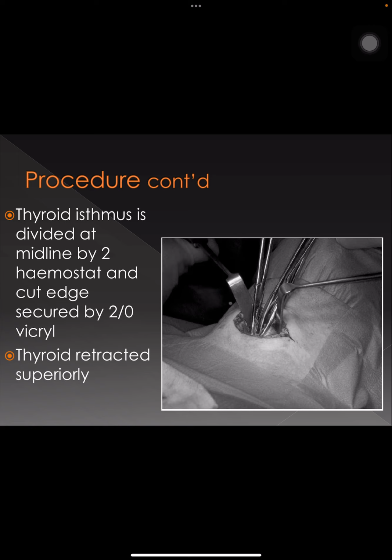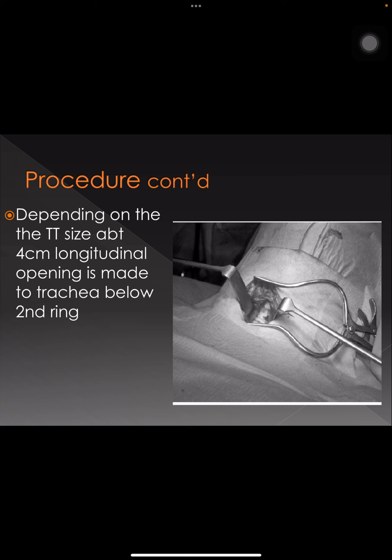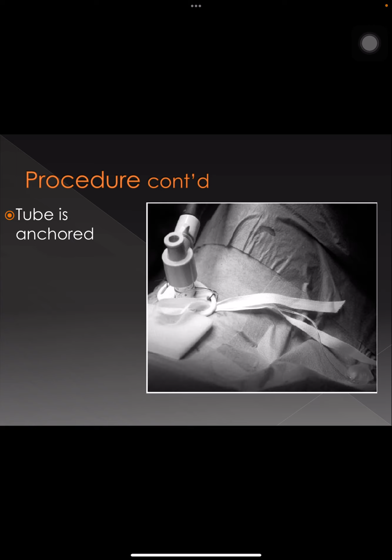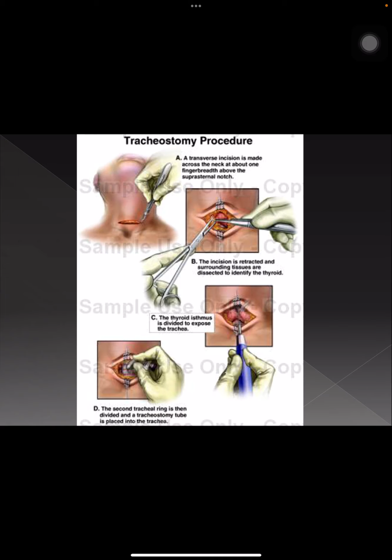The thyroid is then retracted superiorly, and depending on the size of the tracheostomy tube, about a 4 cm longitudinal opening is made into the trachea below the second tracheal ring. The tracheostomy incision is preferred below the second tracheal ring and above the fourth tracheal ring. Now the Negus tracheal dilator is applied, and the tracheal tube is inserted in between. The tracheal tube is then anchored, and it is kept in position using sutures or tracheostomy ties. This is the procedure showing the tracheostomy.